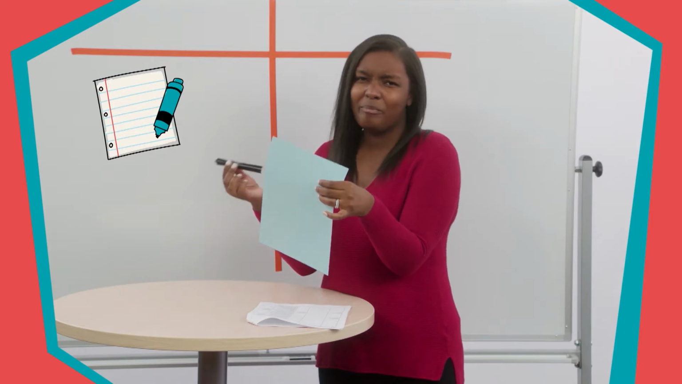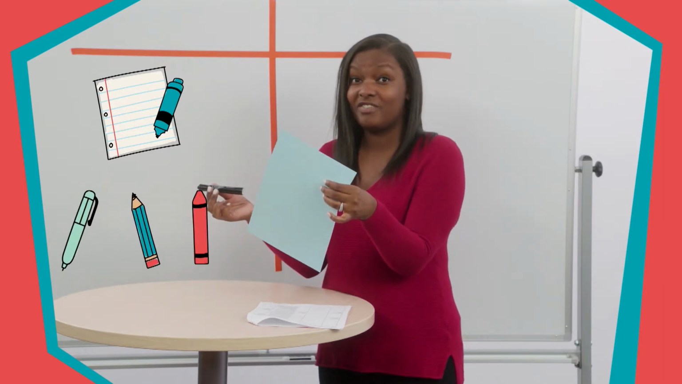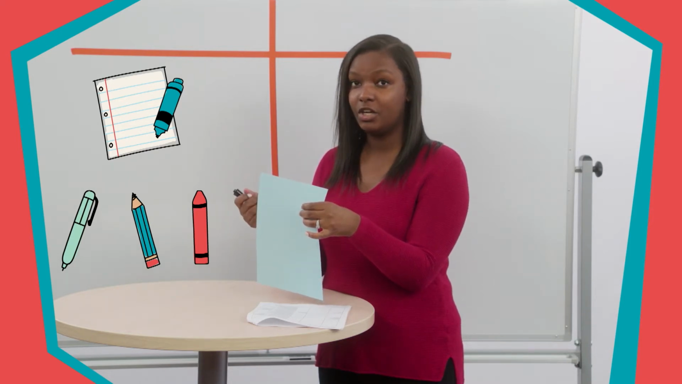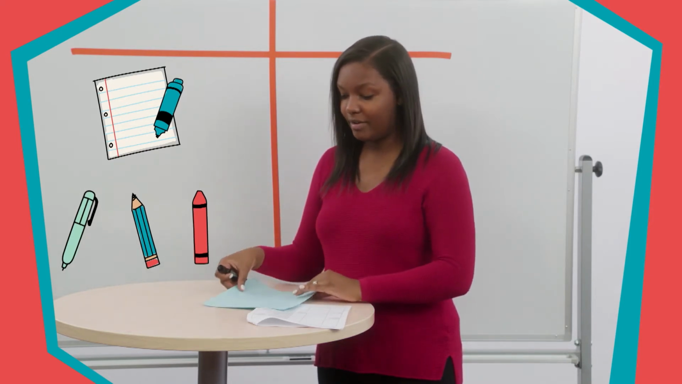I'm back with my paper and writing utensil. I grabbed a marker, but a pen, a pencil, or a crayon works fine too. Now, let's work on making our T-chart. I'm going to start by folding my paper lengthwise or hot dog style. And I'm going to unfold. Now, I'm going to draw a line down the fold.